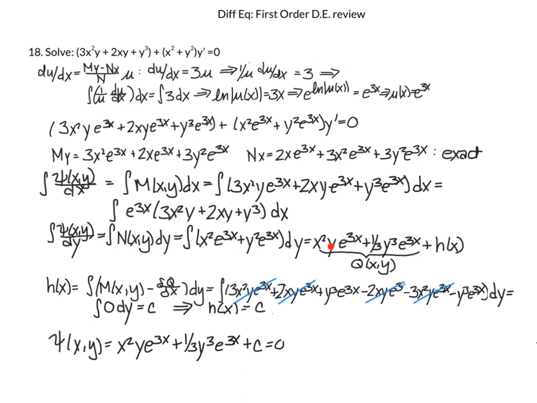I wrote that out, and I got my solution plus, since this is an integral, some function of x. And then similarly, for my h of x, I take my M(x,y) minus the derivative with respect to x. And then I get 0. You can see h is equal to c, and then I have my solution here.